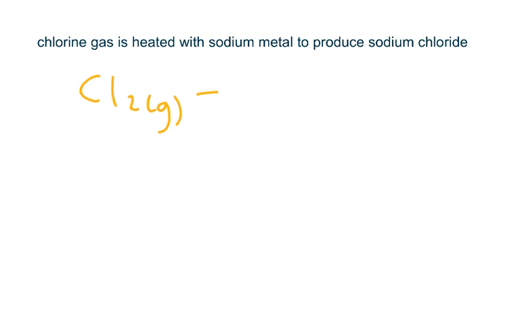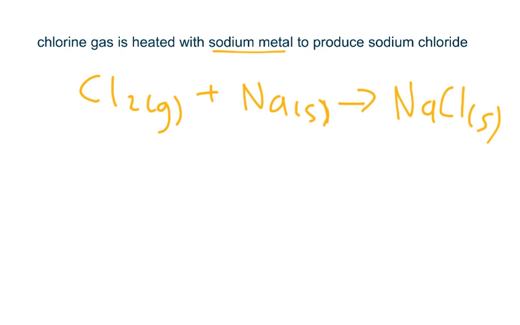And then we add sodium metal. Sodium metal is just Na, because sodium metal is an element, and if you're not given more information, just assume that it has a subscript of 1. So chlorine gas and sodium metal react to produce sodium chloride. And sodium chloride is a solid as long as it is not in water. So this is our reaction. How do we balance this? Well, if I put a 2 here and 2 here, it's balanced.